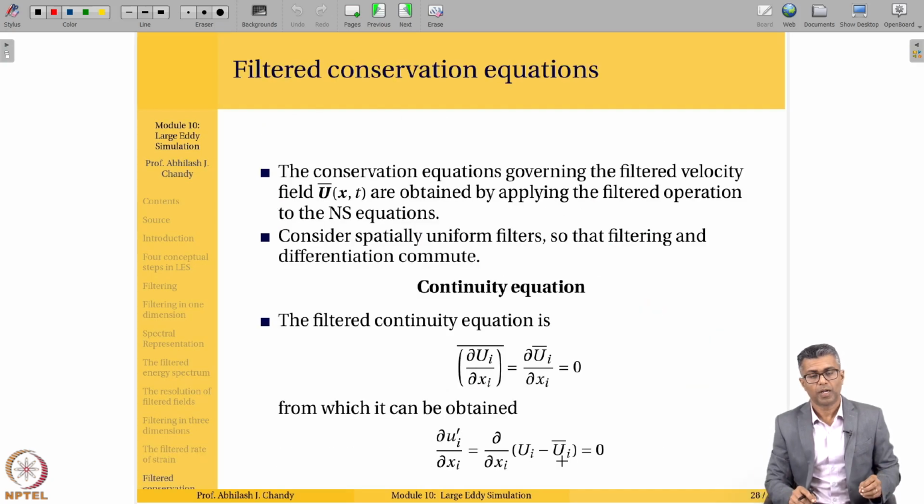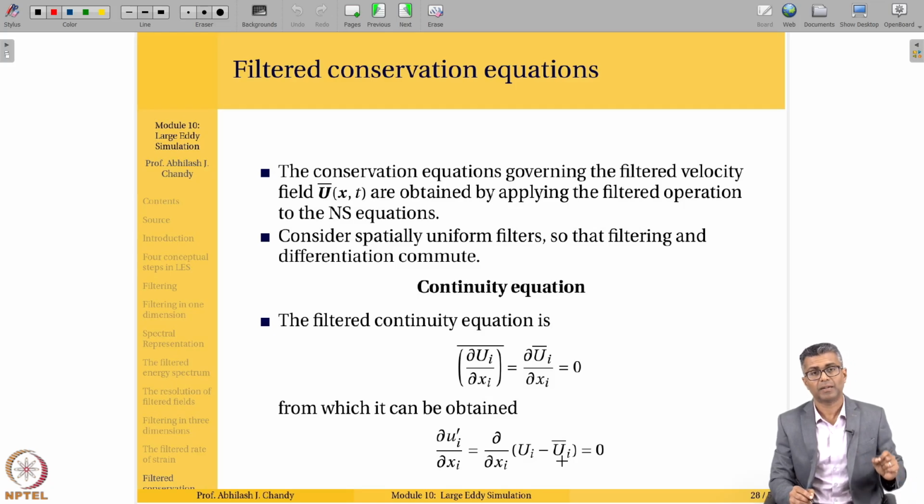Okay, so we'll come back to this after we actually filter the equations, and that's what we're going to do today. So just like we did the Reynolds decomposition and derived the Reynolds equations for RANS-based approaches, here we are going to derive the filtered conservation equations by doing a filtering operation onto the Navier-Stokes. So we will consider spatially uniform filters so that the filtering and differentiation commute. So the filter itself is not a function of space. We are originally starting with the continuity equation and we filter that equation, isn't it?